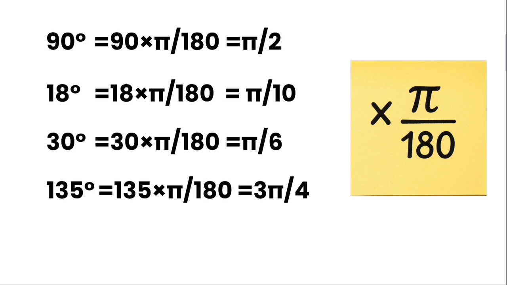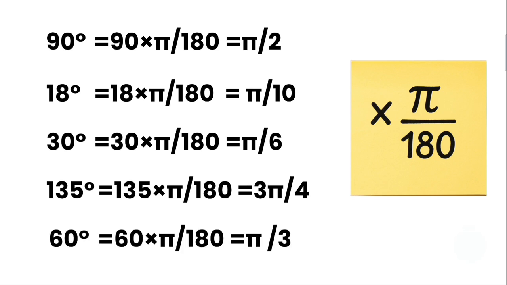135. The same process. And while you solve more questions, you can understand just by looking at the angle. For example, you know that pi radians is 180 degrees, so 60 degrees must be 1/3 of it.